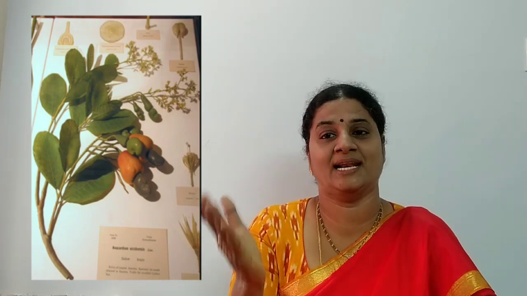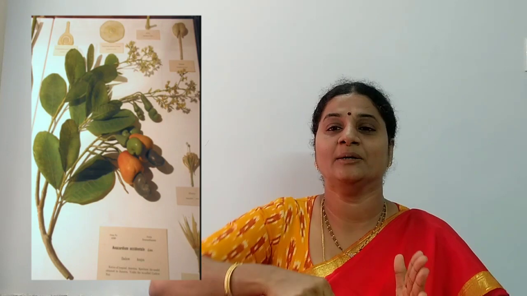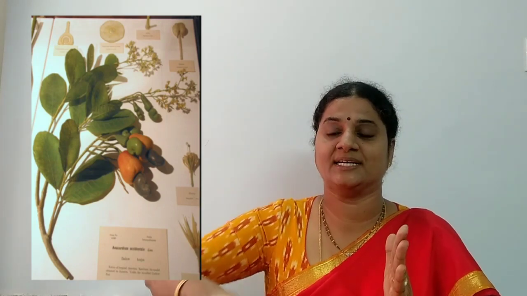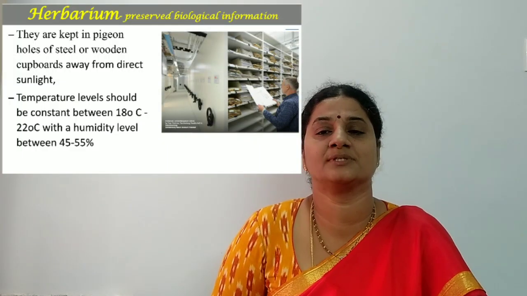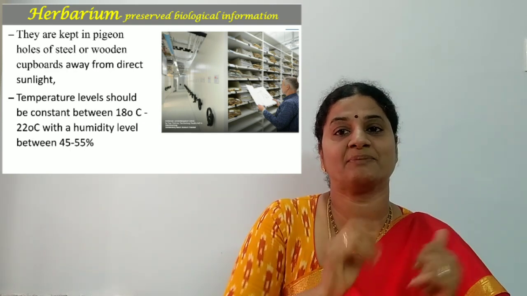Whereas for big trees, we collect a plant specimen at least 25 centimeters in length. If it is more than that, we also collect it, but we press it in a different manner, which we will discuss in the next class. These pressed plant parts are put on a paper and kept in wooden or steel cupboards which have holes known as pigeonholes, and they are kept away from direct sunlight.